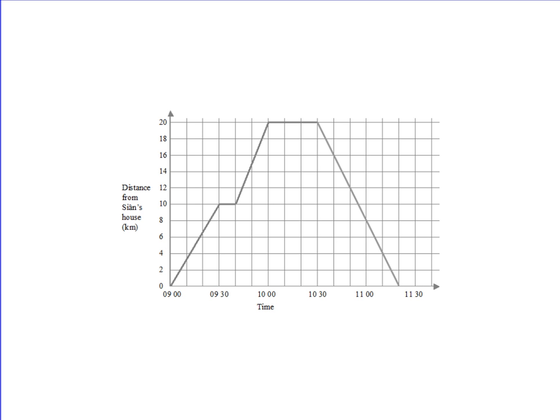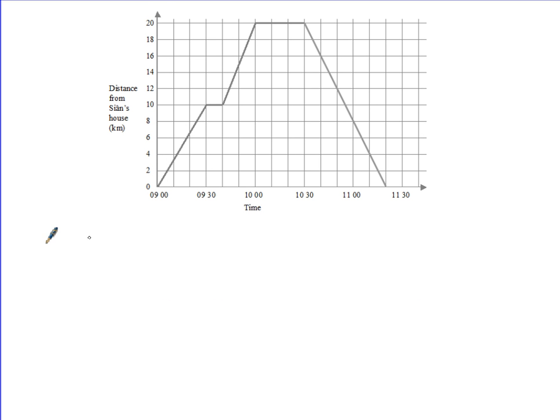Question 2 is the travel graph question. So we've got different parts to answer on here. So first bit, part A, is asking us how far is Cyan from her house at 9:30, so you go across, up at 9:30, go across, so she's 10 kilometres away.